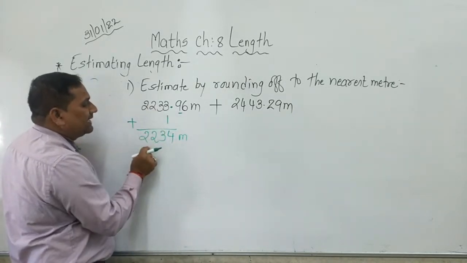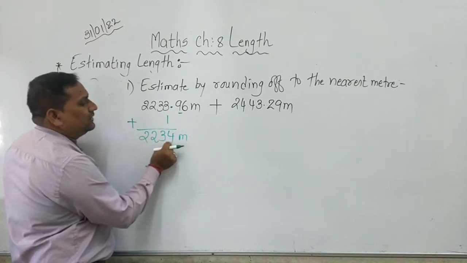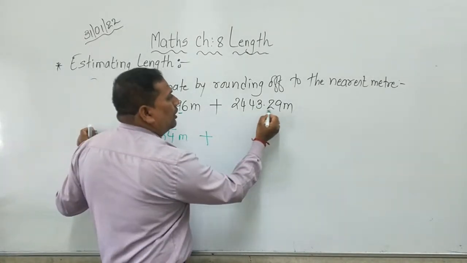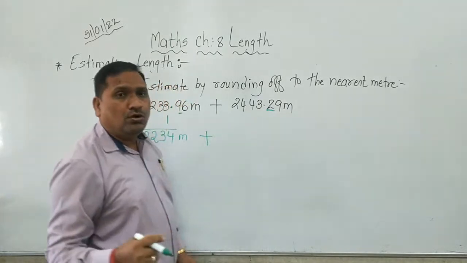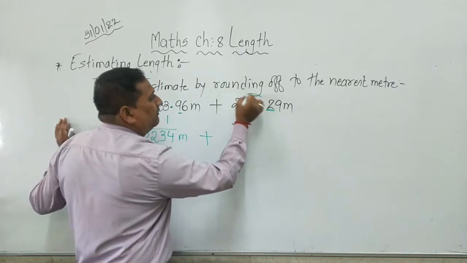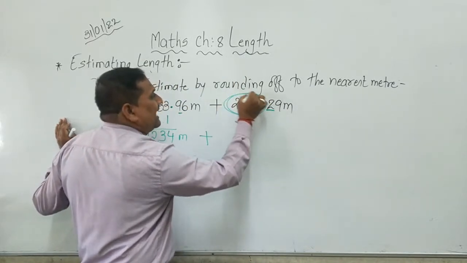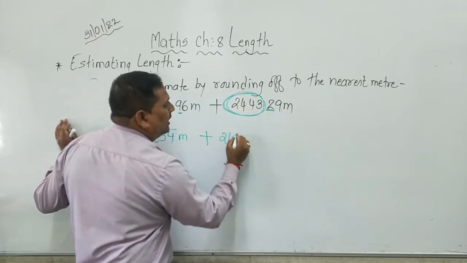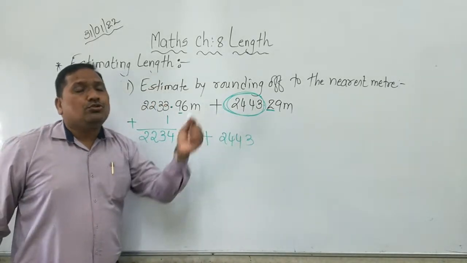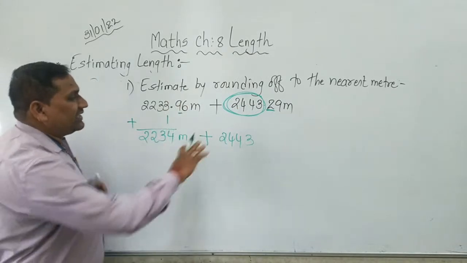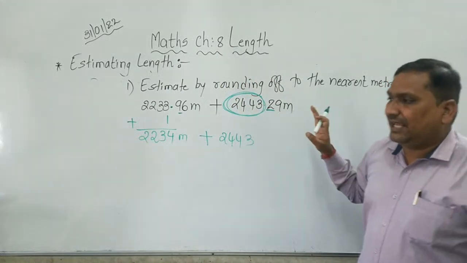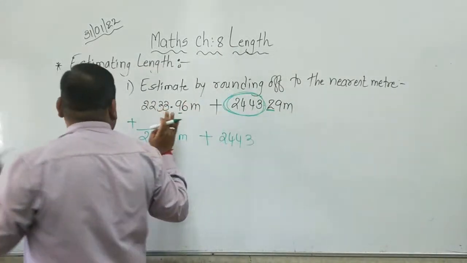The first value becomes 224 meter. Second one: what is given after decimal? 2, which is smaller than 5. So no need to add anything. We will add only the digit which has been given before decimal. So 2443. What is given before decimal? 2443. After decimal it becomes 0, 0. So no need to write anything after decimal.